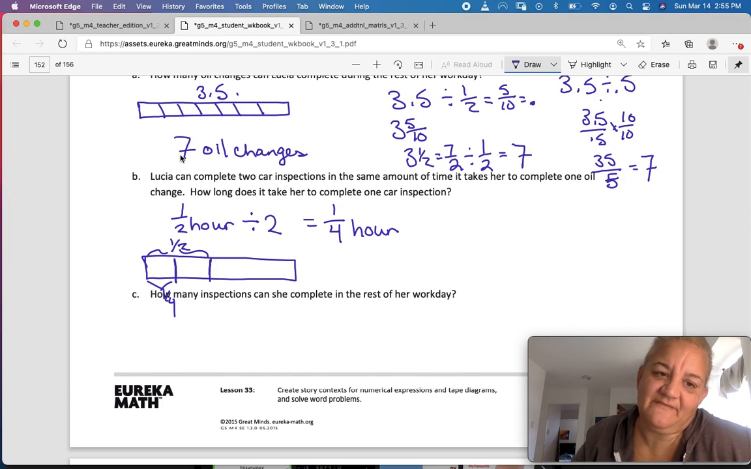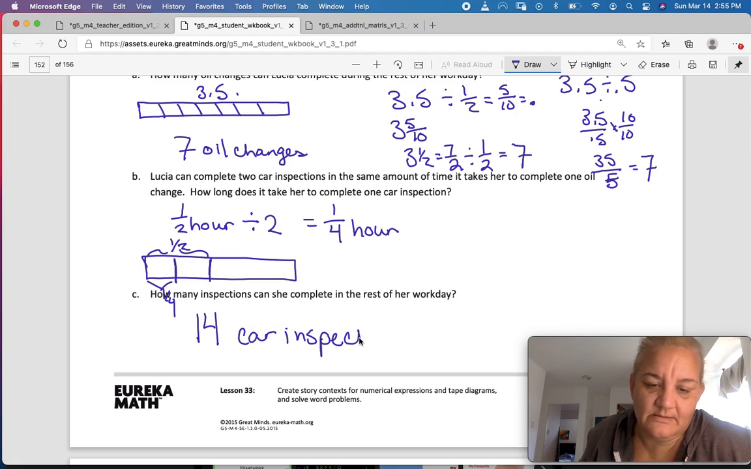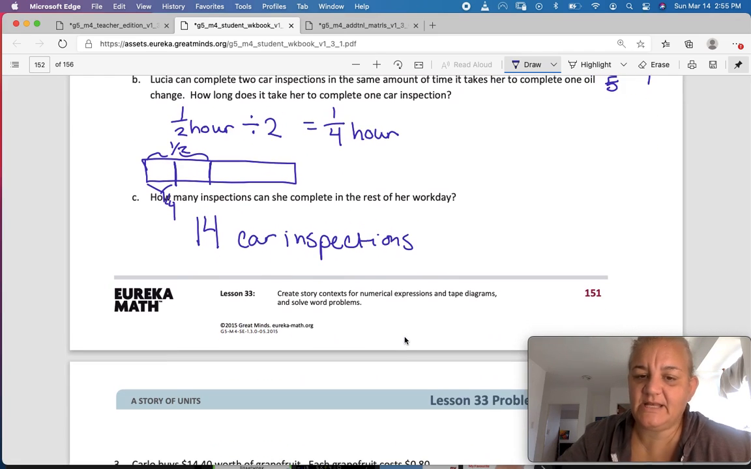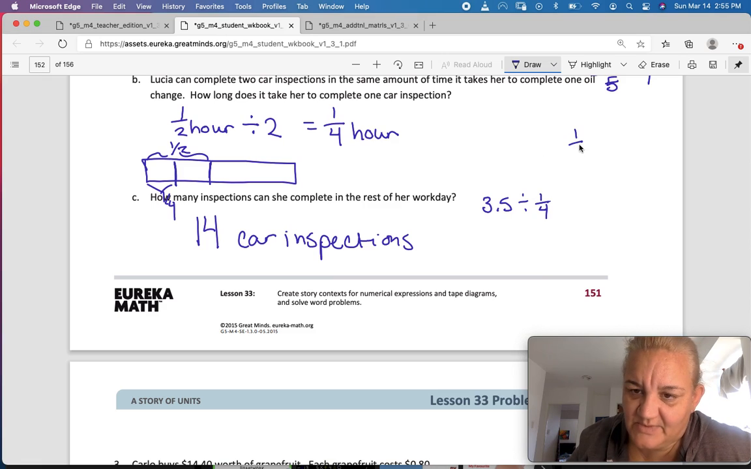Well, if it's 7 oil changes and it takes her half the time to do car inspections, logically we already know that it's 14 car inspections. But we have to show our work. Okay? So let's show our work. She's got 3.5 hours, and she's going to divide it by 1/4 of an hour, and 1/4 is the same as, okay, I'm going to do this little scratch work up here.